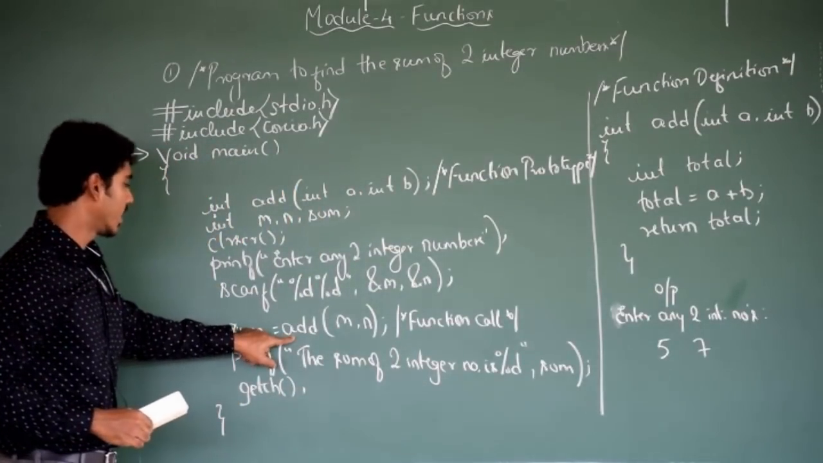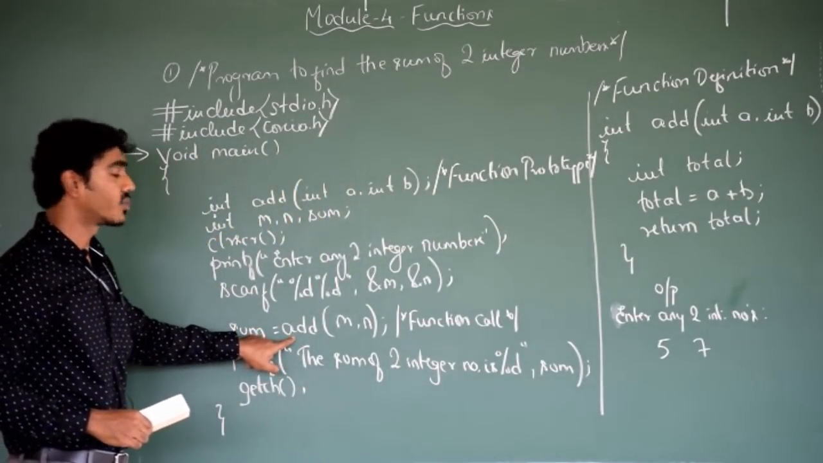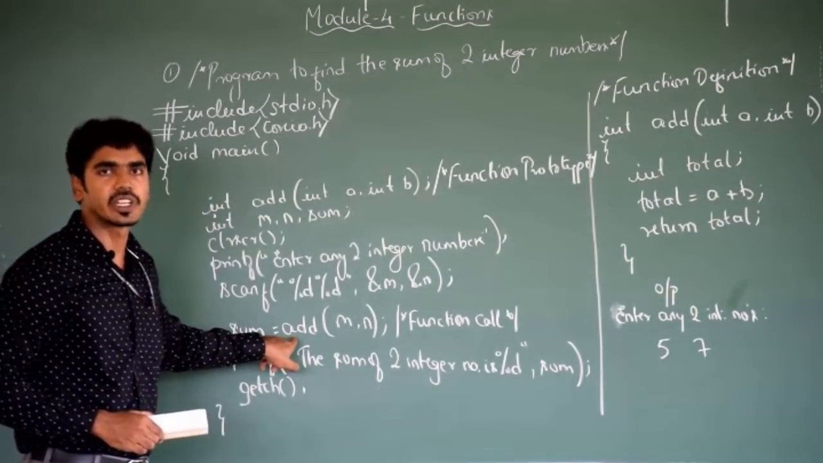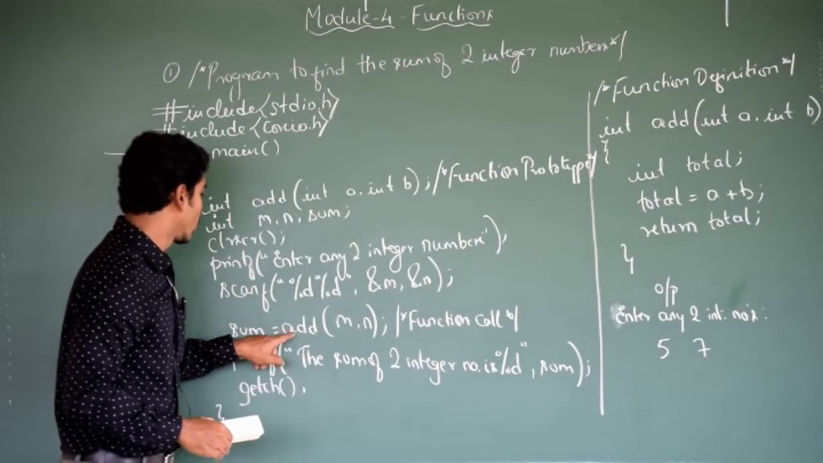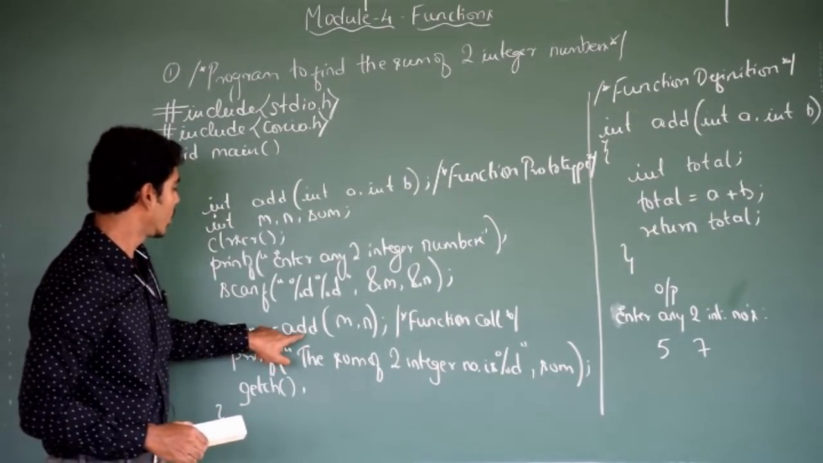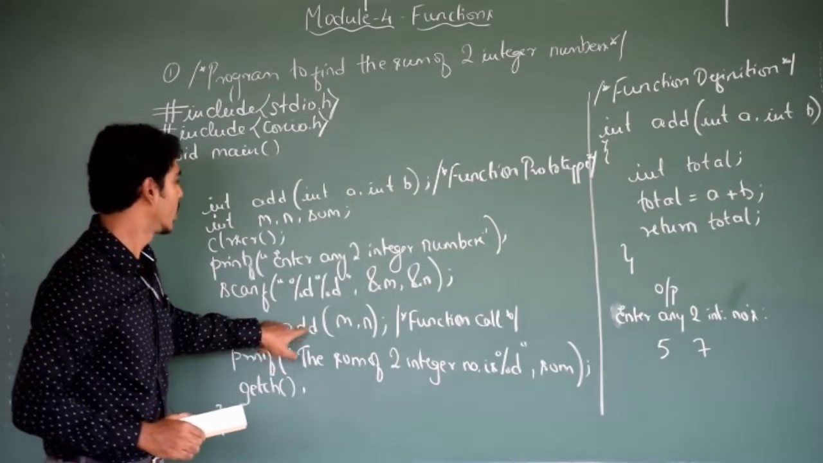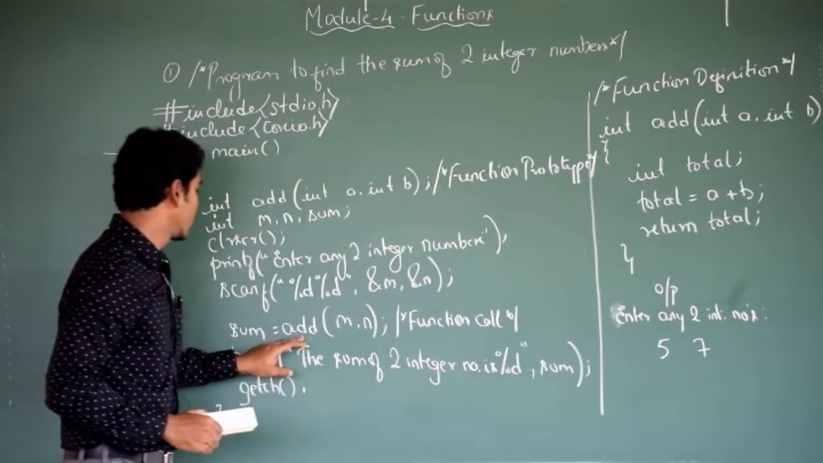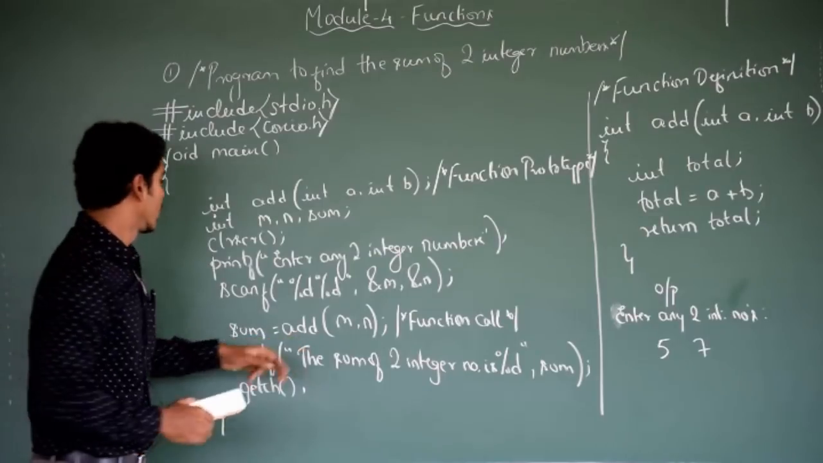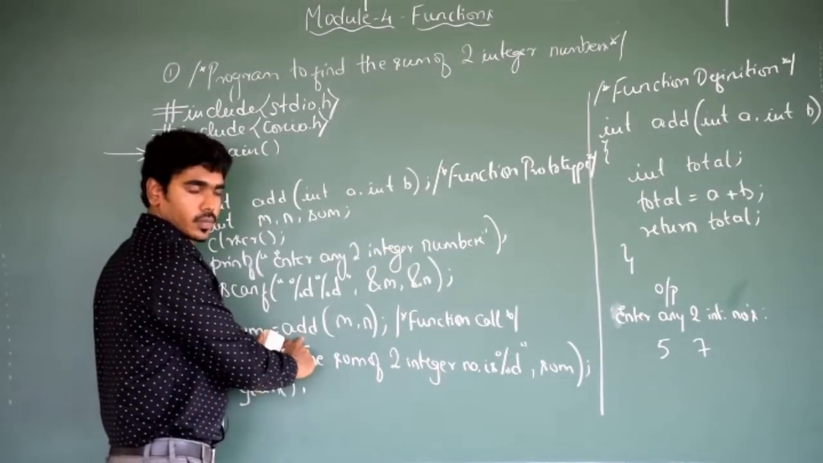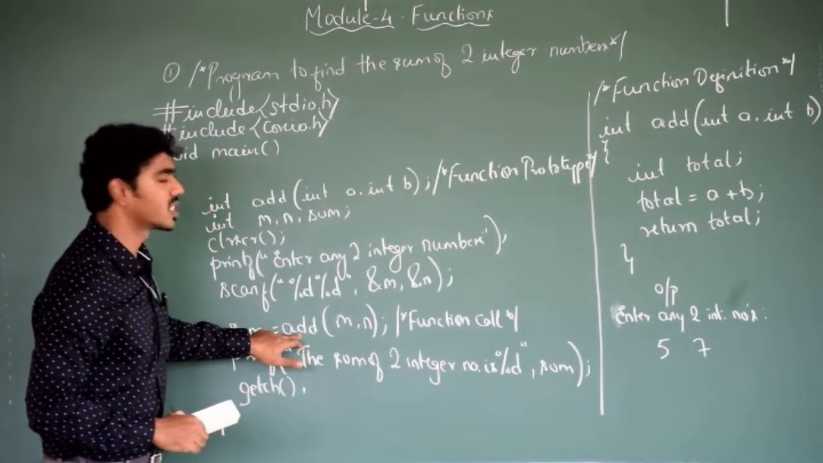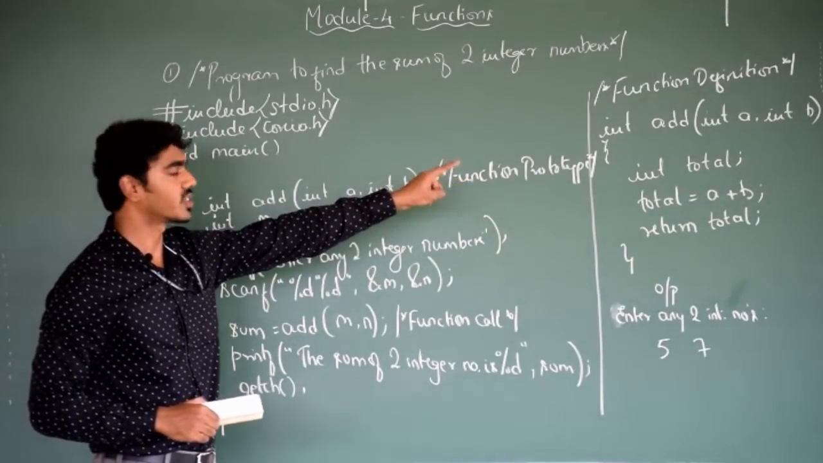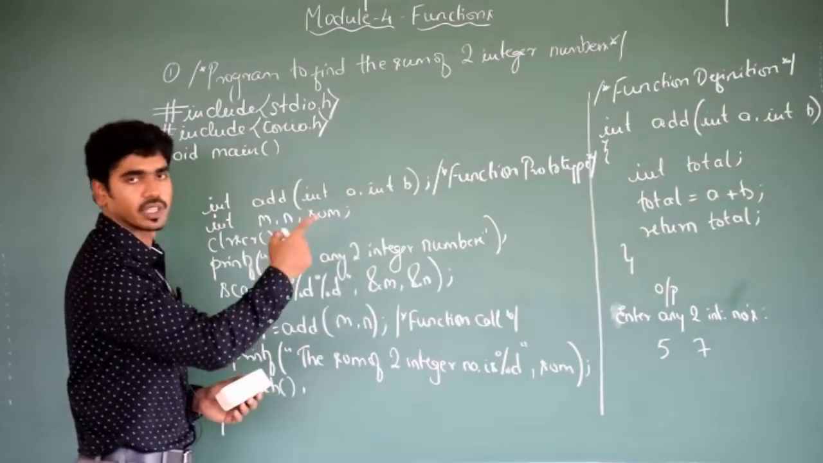Next line, I have what is called the function call. This is very, very important for a program using a user-defined function. The name of this function call must be exactly the same as the name I have specified in the function definition. The name of this function is add. Whenever there is a function call, the control from the main program jumps to the place where this function has been defined, that is the function definition.